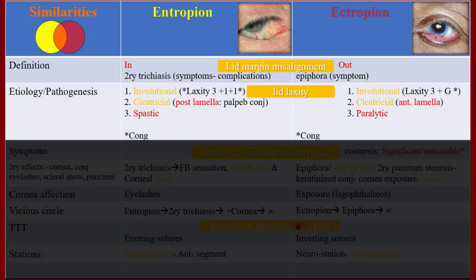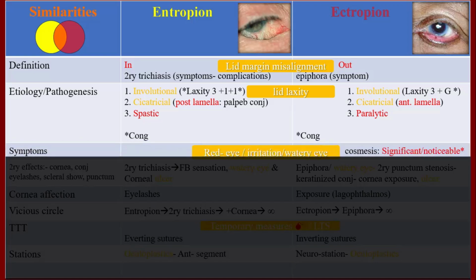So here we have cicatrization at the level of the posterior lamella. We mean here palpebral conjunctiva and sometimes tarsus, but in ectropion, the scarring is at the level of the skin, anterior lamella skin mainly. Here we have spastic components. We have sometimes spastic entropion alone, or maybe part of the involutional entropion. So we have here a spasm of the orbicularis, but here the opposite. That's why I wrote spastic and paralytic in red, because they are completely opposite to each other. Here we have paralysis of the orbicularis. Okay. Also, we have congenital causes for each entropion and ectropion.